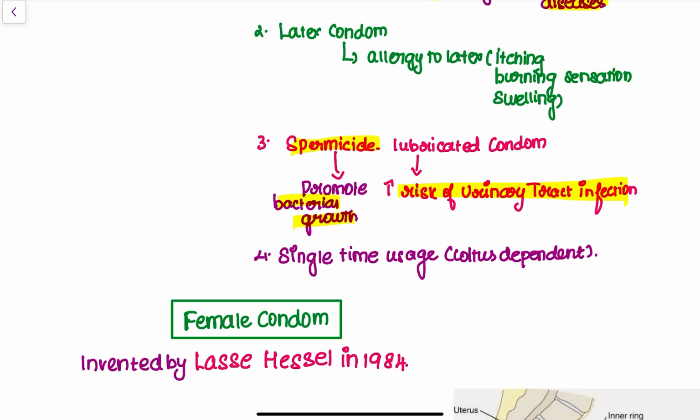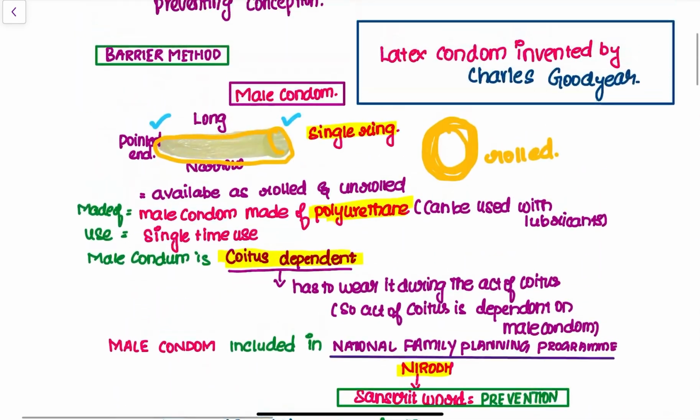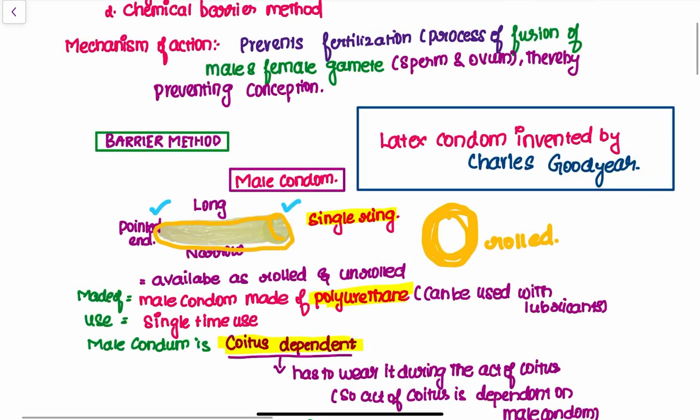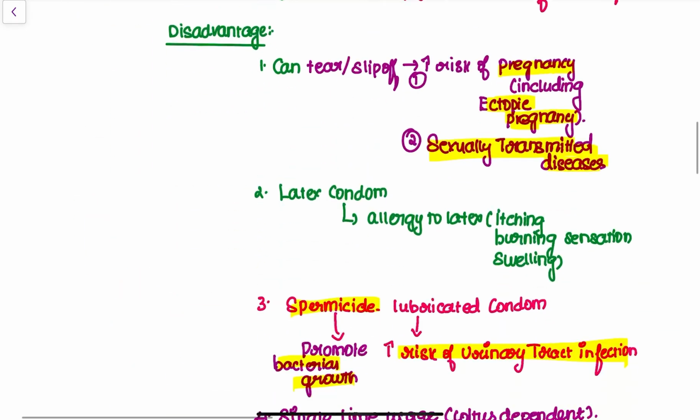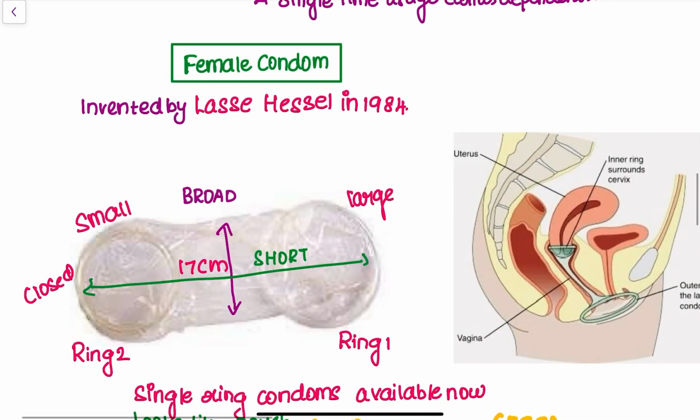Every time they have coitus, the partners have to get it from the pharmacy, so every time he has to pay for it. So with respect to that, it is a disadvantage of the male condom, right? Single time use is very particular to the male condom. Clear? All these points which I have discussed until now are about the male condom. Is that clear? Let's move on to the female condom.